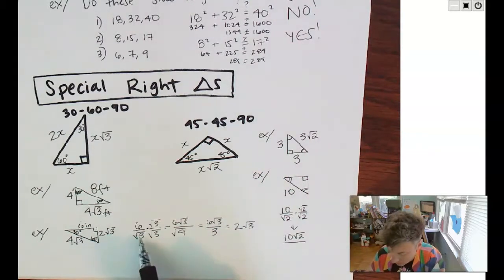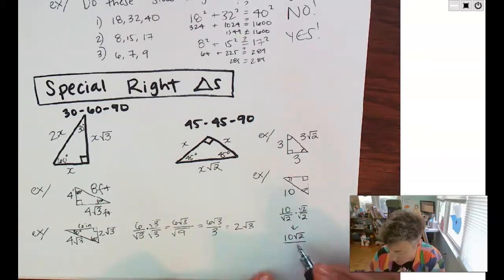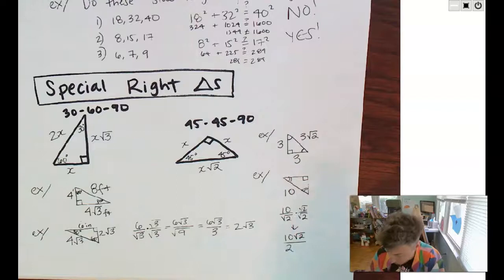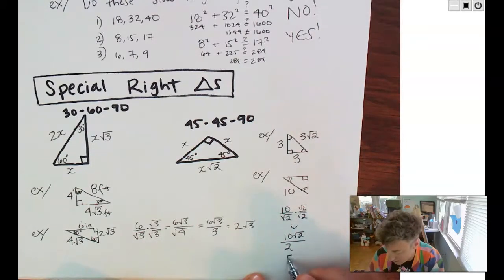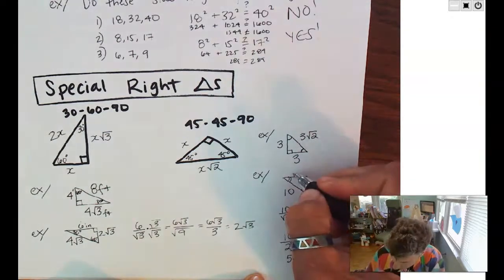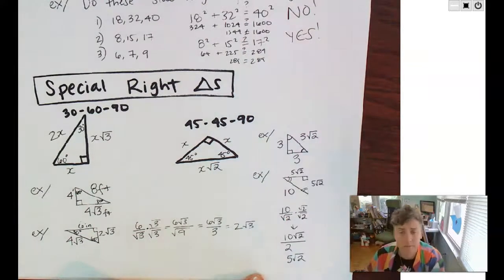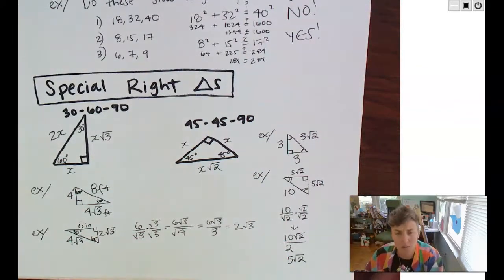Following this logic, where the square root of 3 times the square root of 3 was 3, the square root of 2 times the square root of 2 is going to be 2. We see that we can reduce, because 10 divided by 2 is 5. So this is 5 square root of 2, which means these two smaller sides are both 5 square root of 2. Nicely done, beautiful minds.